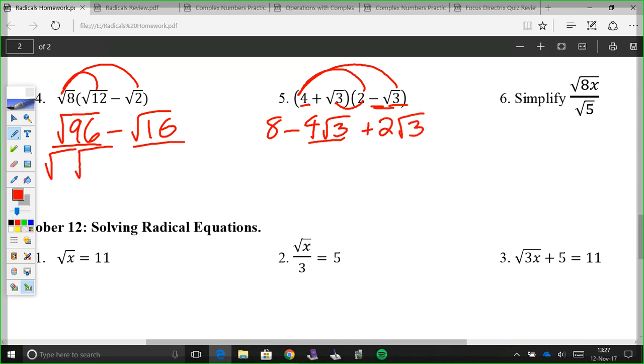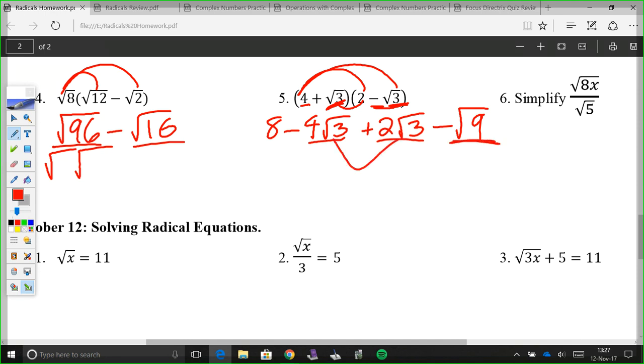Okay? And then lastly, you have the square root of 3 times the negative square root of 3, making this negative. And then this, because they're both inside the square root, you can actually multiply them together, right? The 3 is inside the square root, and the 3 is inside the square root. So you actually can multiply them together and make the square root of 9. Now you have a little bit of work to do. You have some like terms that you can combine.